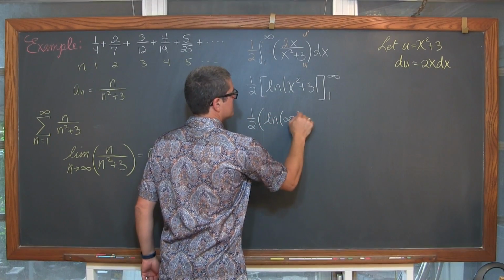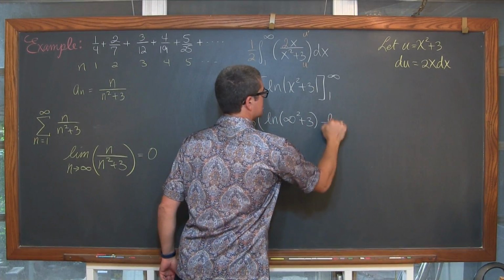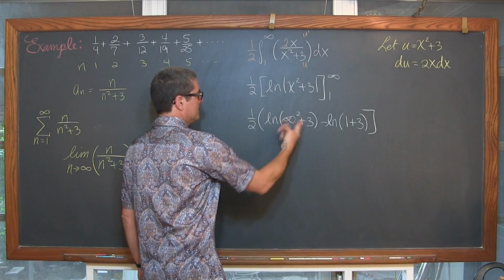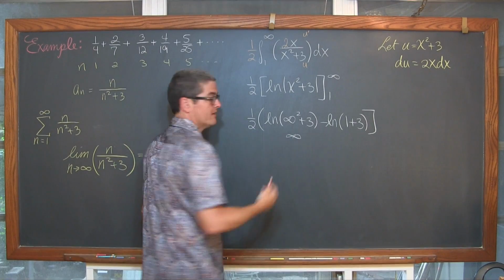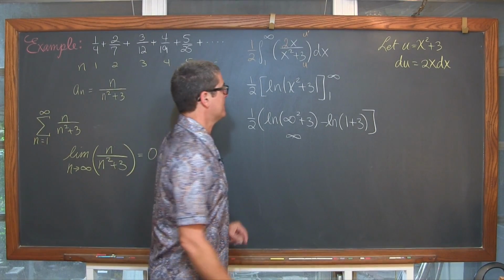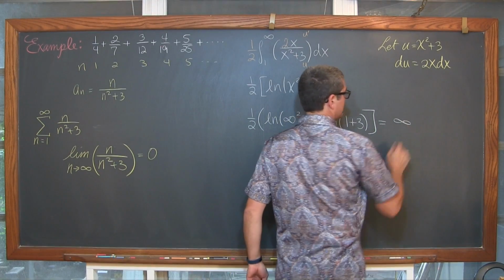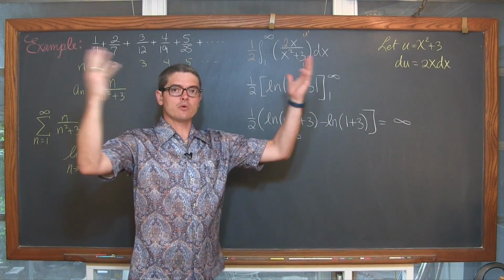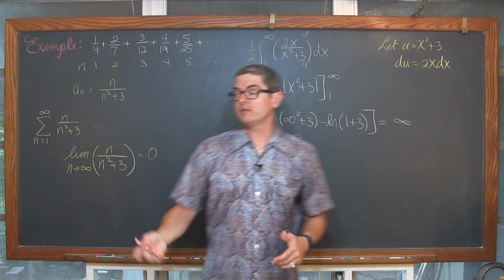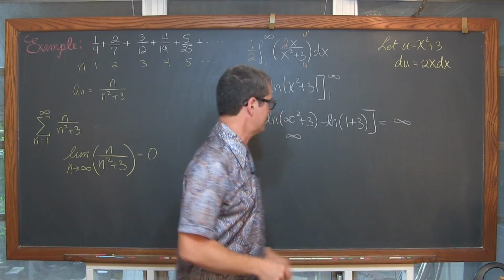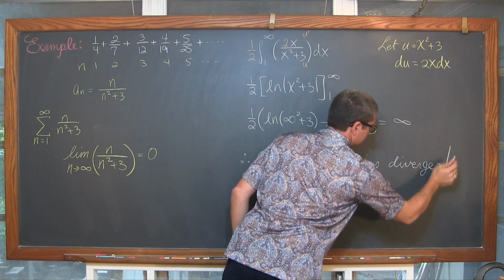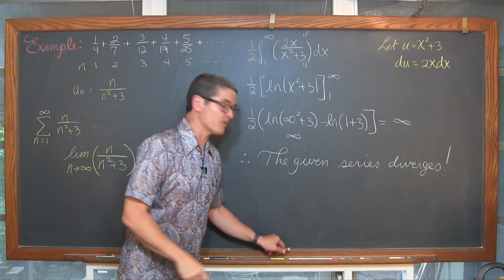of infinity squared plus 3 minus the natural log of 1 plus 3, well, whatever, that's infinity. So when we take the definite integral of f of x, we get infinity. The definite integral is increasing without bound, so the definite integral diverges, and therefore the given series diverges. Bam! And that is the end of our first example.